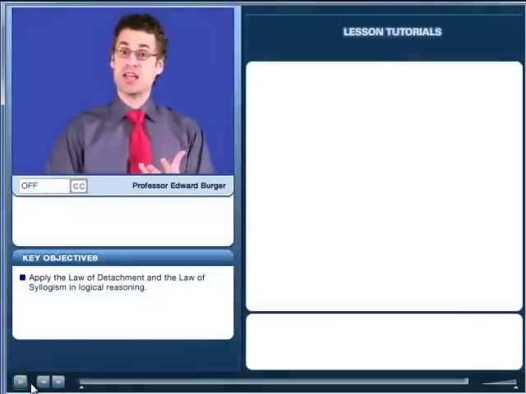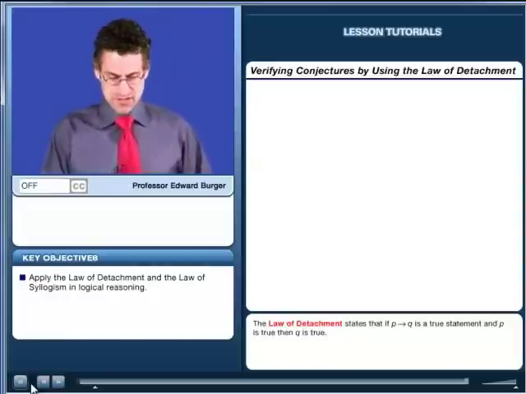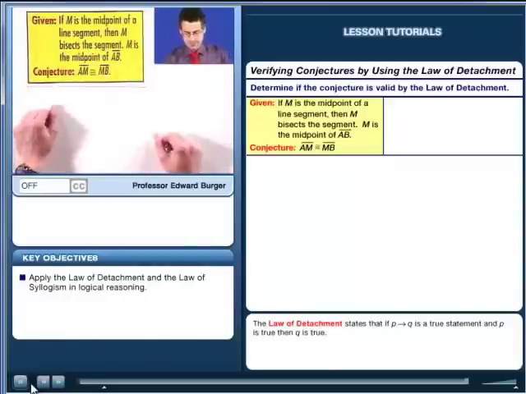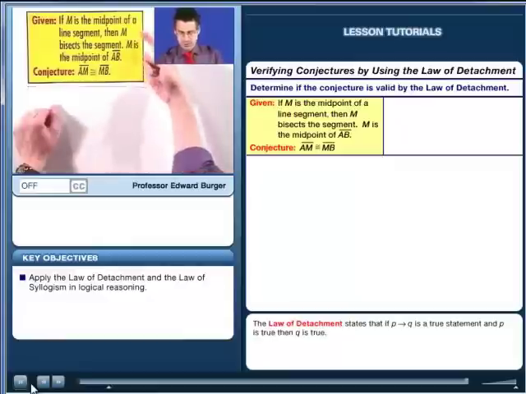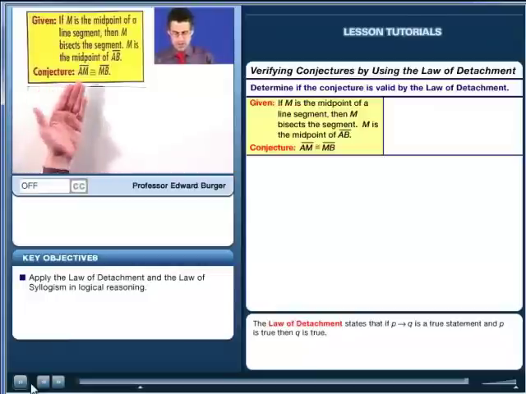Let's see if we can take a look at some conjectures and verify that they're true by using the law of detachment. So in this first one, the following is given to be true. If M is the midpoint of a line segment, then M bisects the segment. And then we're also told that M is the midpoint of AB. And the question is, can we prove the following conjecture, that AM is congruent to MB?